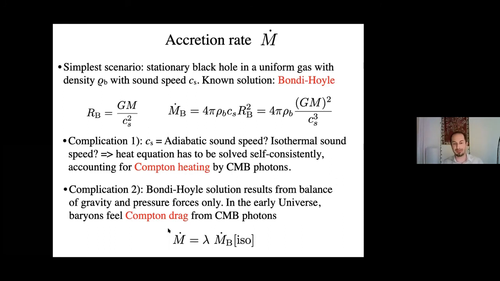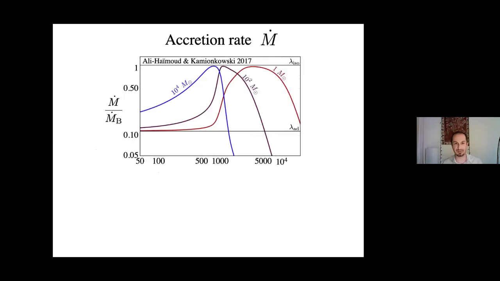So overall, the accretion rate will be some number times m dot Bondi, say from the isothermal case. And just to show you, this is something we computed in this paper. It was also computed in part in Ricotti, Ostriker, and Mack. You see that at early times it is reduced because of Compton drag, and at late times it is reduced because the gas becomes adiabatic versus isothermal. So this function can be computed from first principles.